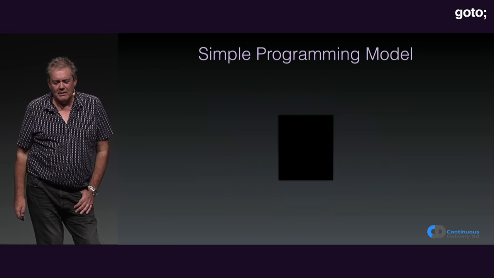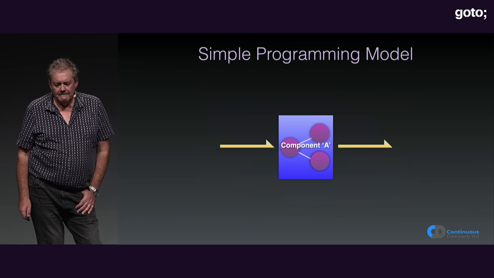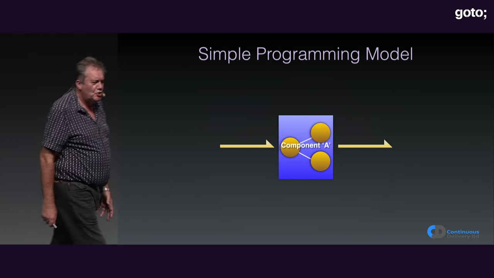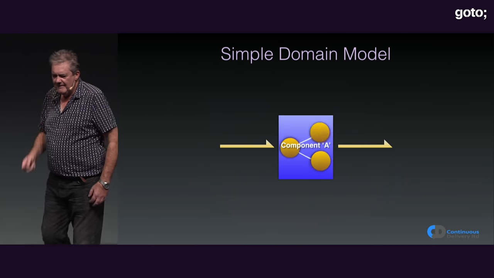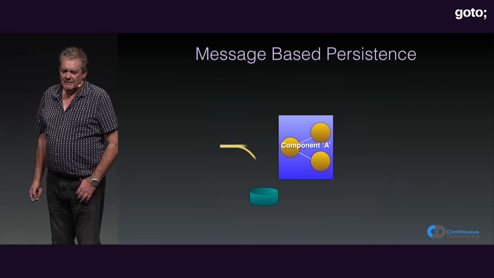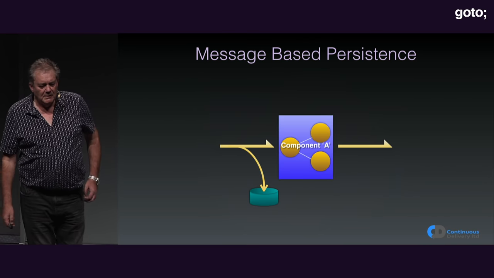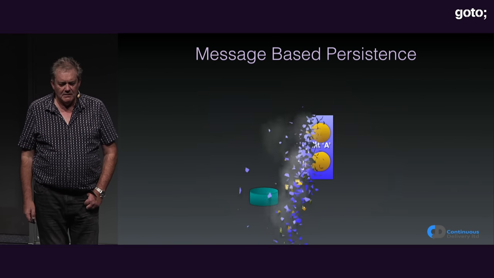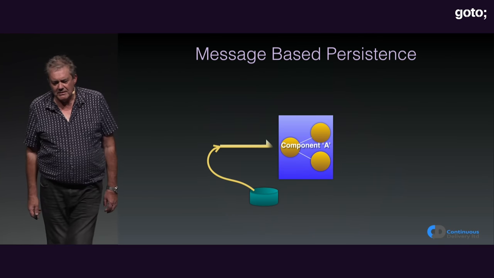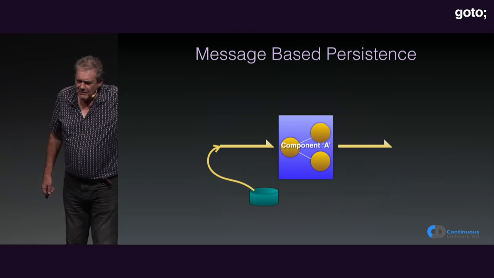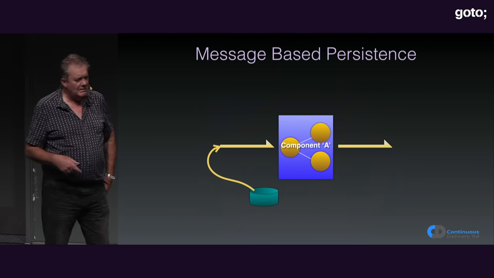We could treat component A as a black box. There's a message coming in, and there's a message going out. We just worry about the domain logic inside that server, because that's the stuff that's really important. And then as the message comes in, we could divert it, and we could just write the message to some more persistent store. If something bad happened to the service, when we start the new copy of the service up, we just replay the messages from the persistent store, logically from the beginning of time. We replay all of this, and this component gets precisely back into the same state that it was before.